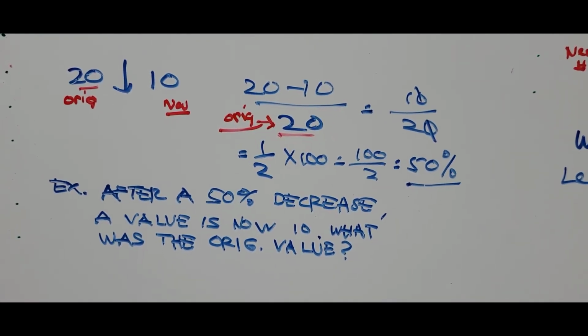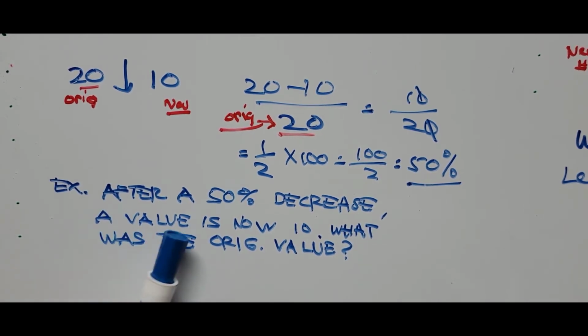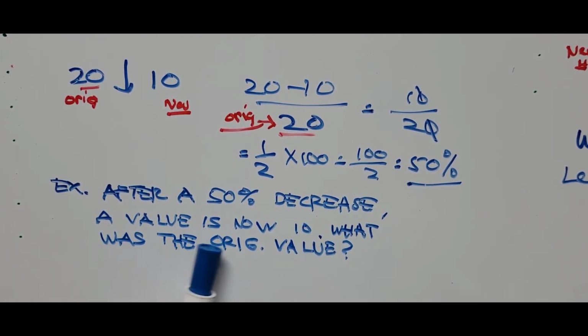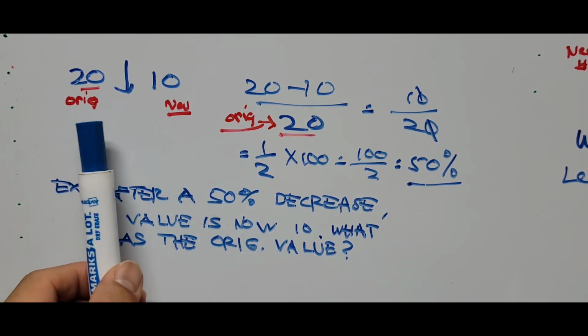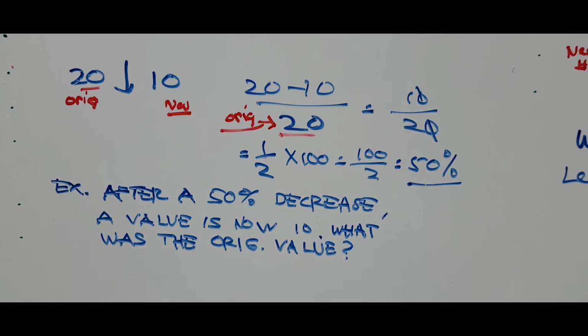Now we have an example word problem over here. After a 50% decrease, a value is now 10. What was the original value? This word problem is referring to these given values over here. To figure it out, I referred to the previous example in percent decrease, so I formulated a problem out of that to get everything cleared.